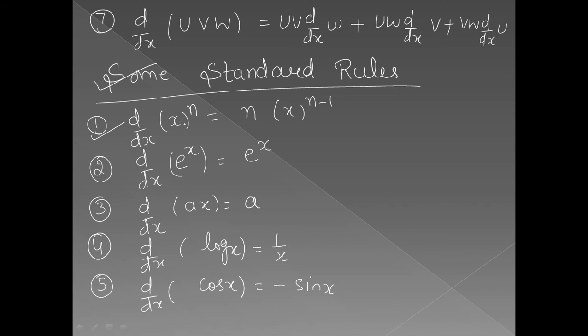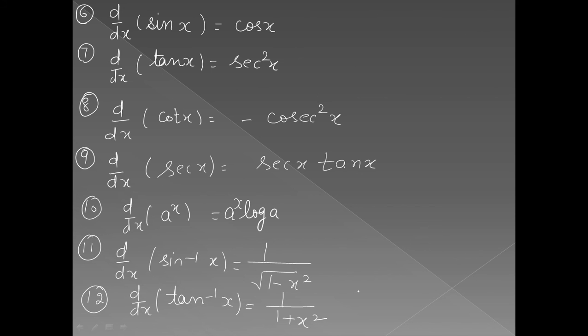First is the derivative of x to the power n. If the derivative of x to the power n is required, then we use this formula: n x to the power n minus 1. Derivative of e to the power x is equal to e to the power x, and derivative of ax is equal to a. Derivative of log x is equal to 1 by x. Derivative of cos x is equal to minus sin x. Derivative of sin x is equal to cos x. And derivative of tan x is equal to secant squared x.